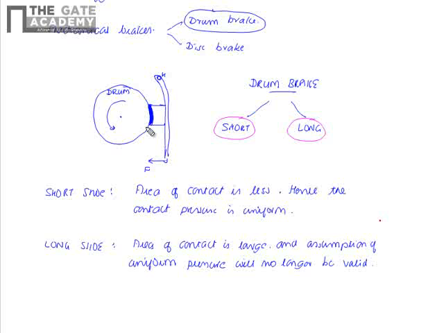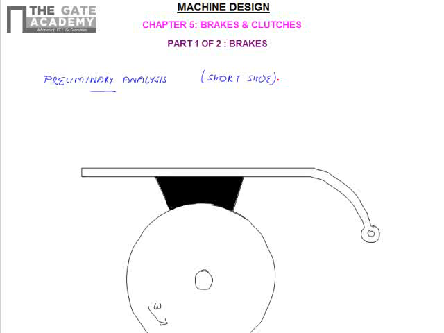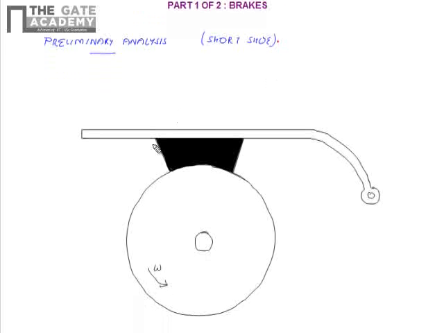In our design and analysis of mechanical brakes, we'll be concentrating more on the short shoe design and analysis. Now, we will see the analysis of the short shoe. We know it's called a short shoe because the length of the shoe is less, and the basic assumption is when the length of the shoe is less, the area of contact is less, and the pressure variation across the area of contact is negligible, or we can assume that the contact pressure will be uniform over the entire area of contact.